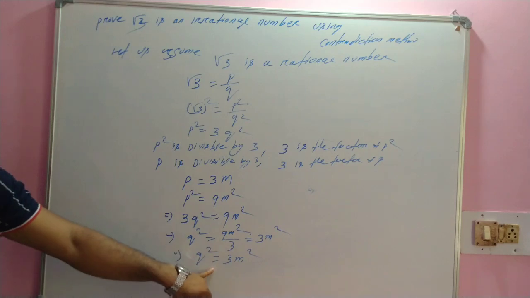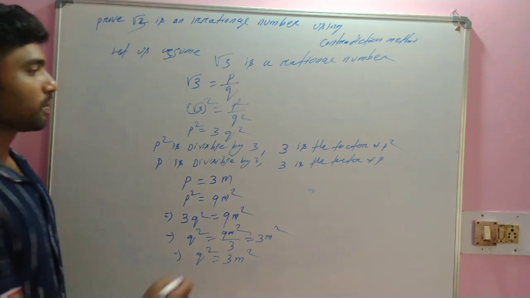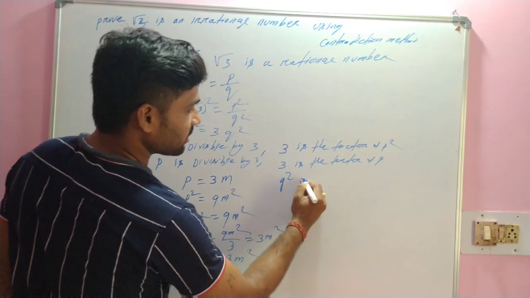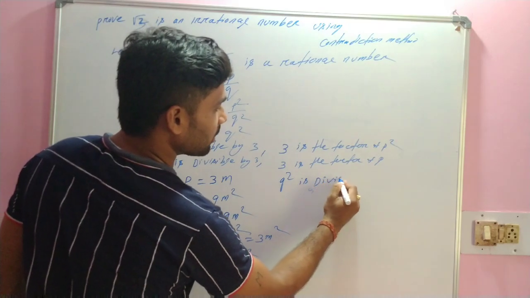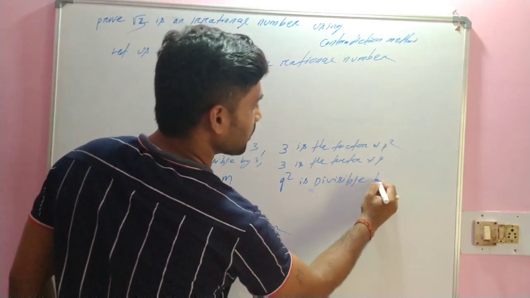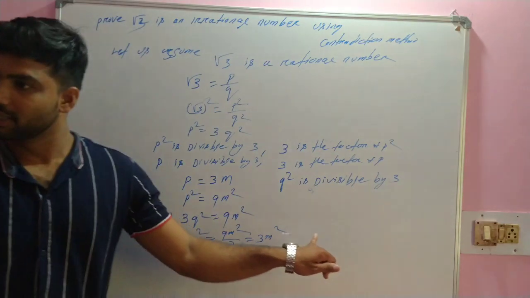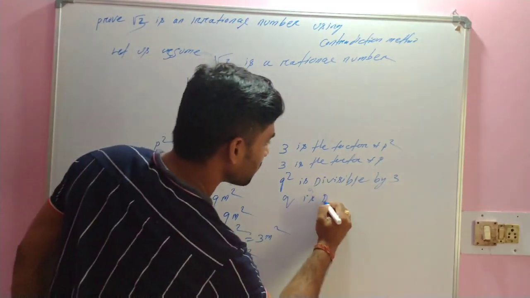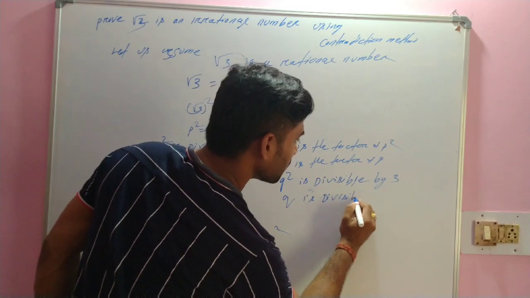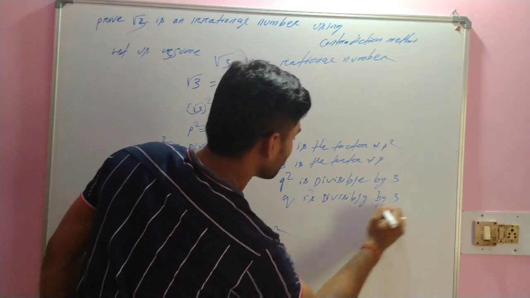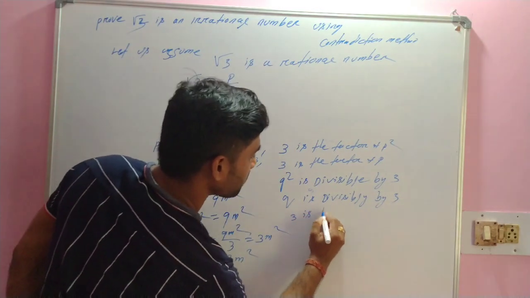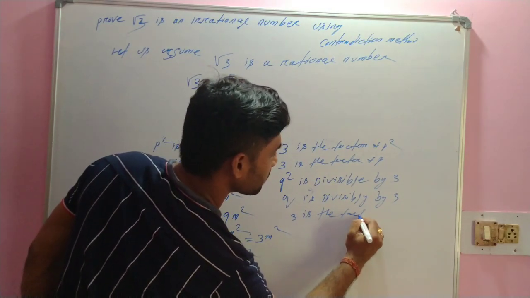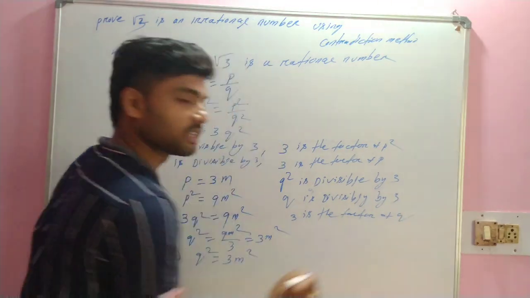That means Q square is divisible by 3. Q square is divisible by 3, so obviously Q is divisible by 3. So 3 is a factor of Q, and 3 is also a factor of P.